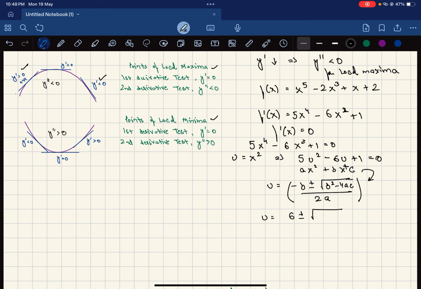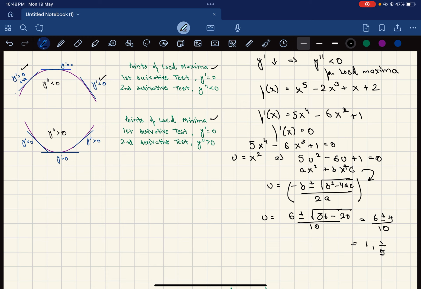Now putting in the values from the above quadratic, we get u equal to 6 plus or minus the square root of 6 squared, which is 36, minus 4ac. So 4 into 1 into 5 is 20, upon 2a, which is 2 into 5, 10. This comes out to be 6 plus or minus the square root of 36 minus 20, which is 16, and the square root of 16 is 4, upon 10. This comes out to be 1 or 1 by 5.